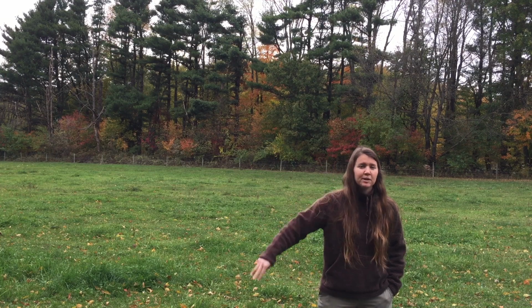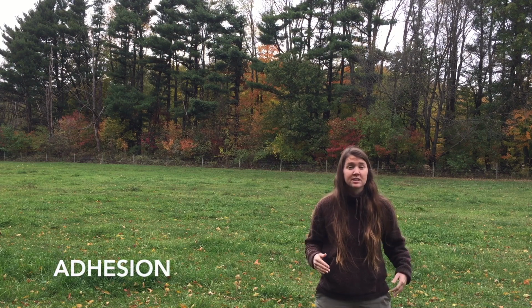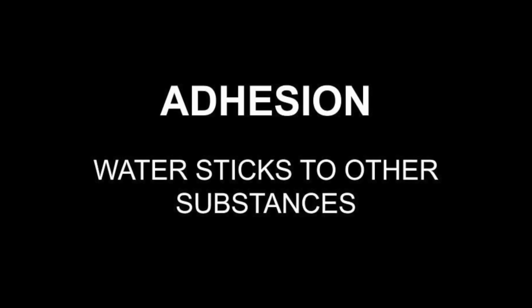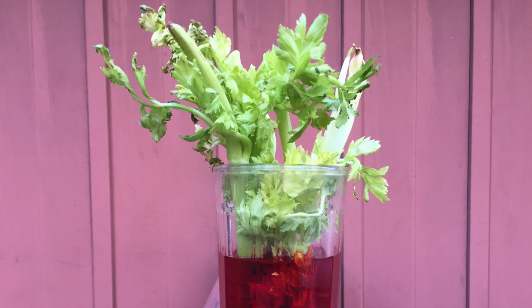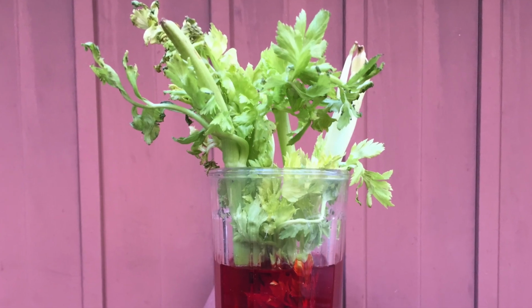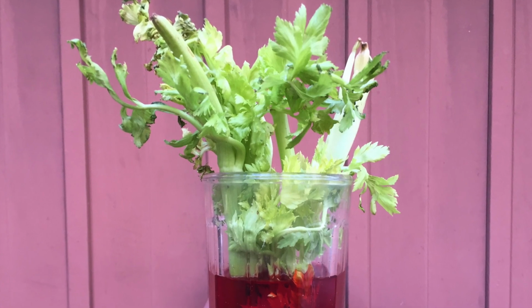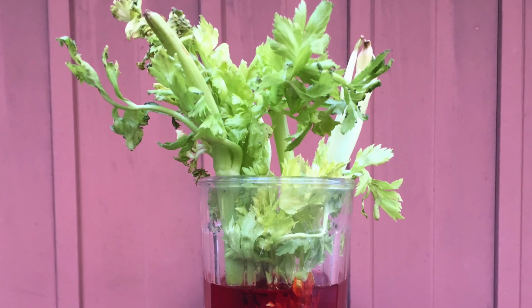The third property of water is called adhesion. And what that means is that water sticks to other substances. Adhesion is how plants get water up from their roots. The water sticks to the insides of the stems, which is one of the reasons that it gets pulled upwards. We can see that with this celery in this red food coloring.